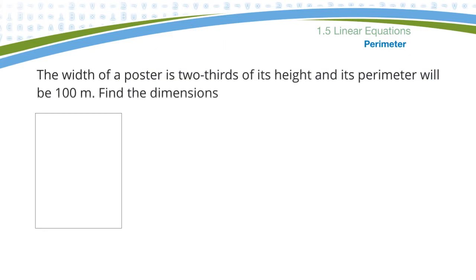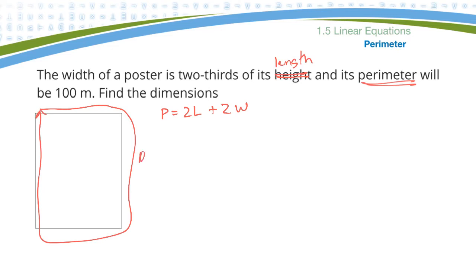Okay, so the first question I have is the width of a poster. So I see a poster, it's a rectangle, and so there is a length and a width. They call it a height, but just to stick with our normal area lingo or perimeter lingo, let's use length for it instead of height. Okay, so they say the perimeter. As soon as they use the word perimeter, I'm thinking this. Perimeter of a rectangle, 2 lengths plus 2 widths. Okay, so they say the perimeter is 100. So the whole distance around this thing is 100 meters.